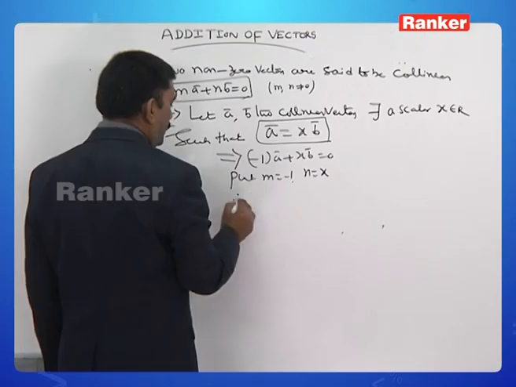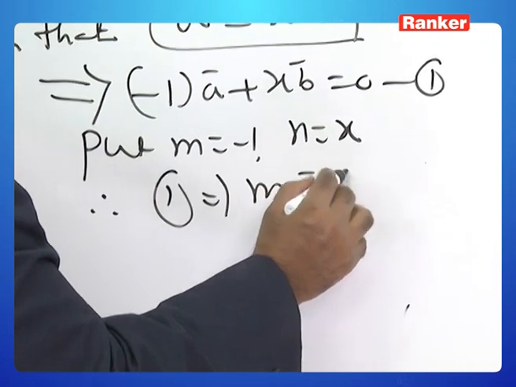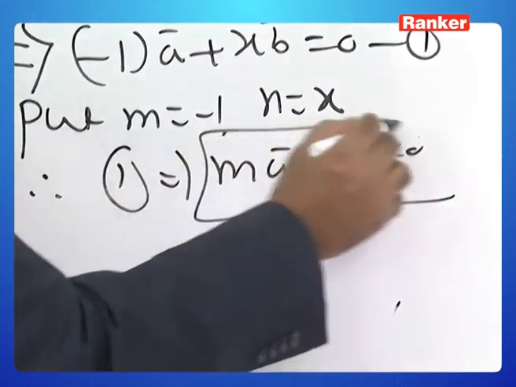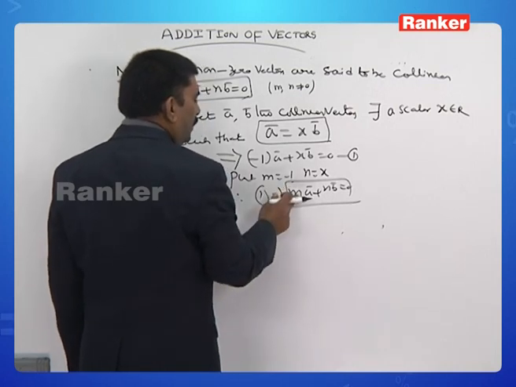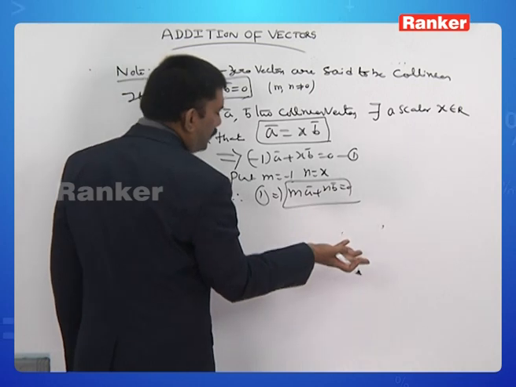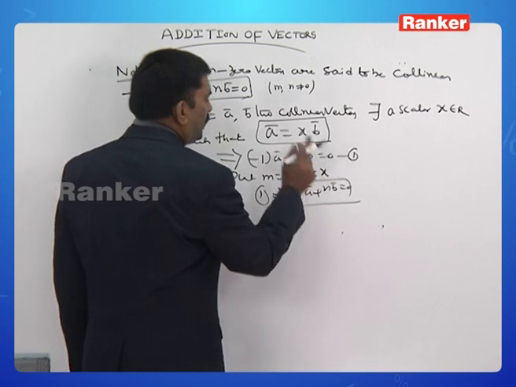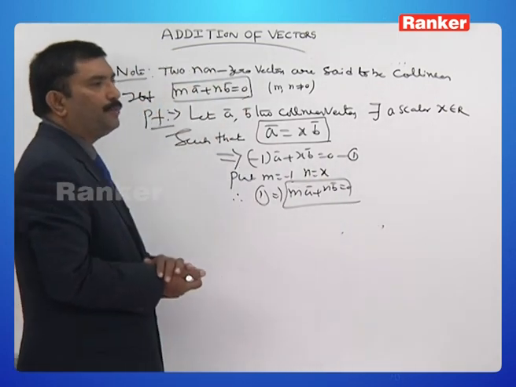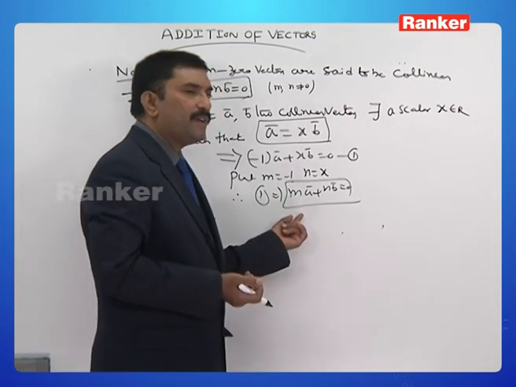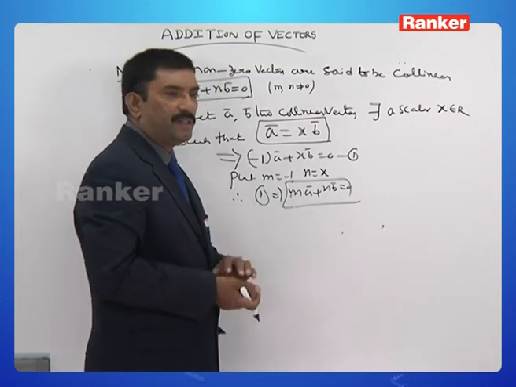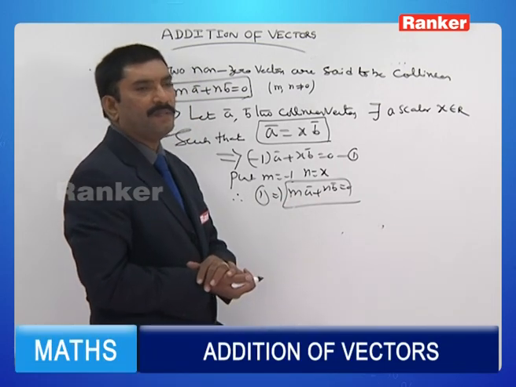So therefore, this is 1. 1 implies m·A bar plus n·B bar. Here, both cannot be equal to 0 at a time, correct or not? X may be equal to 0, may not be equal to 0, but m is not equal to 0. Therefore, m·A bar plus n·B bar. Hereafter, any two points are said to be collinear. Later we call it a linear combination, correct or not? I mean, m·A bar plus n·B bar is equal to 0.